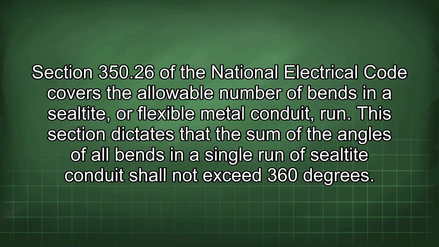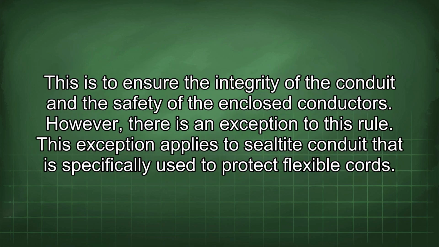Section 350.26 of the National Electrical Code covers the allowable number of bends in a Sealtite, or flexible metal conduit, run. This section dictates that the sum of the angles of all bends in a single run of Sealtite conduit shall not exceed 360 degrees. This is to ensure the integrity of the conduit and the safety of the enclosed conductors.